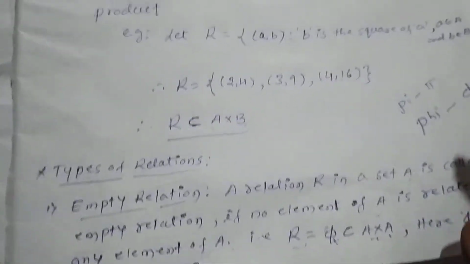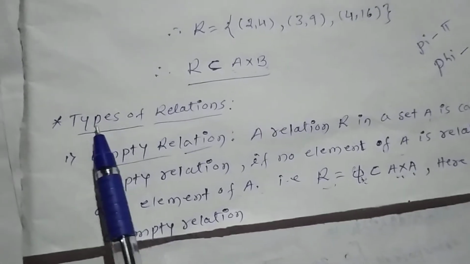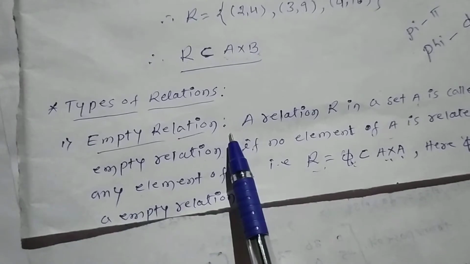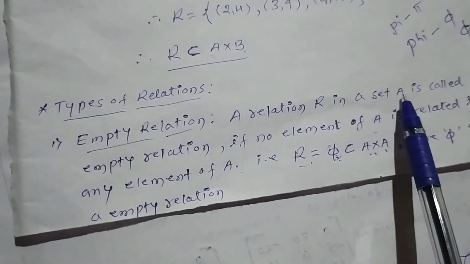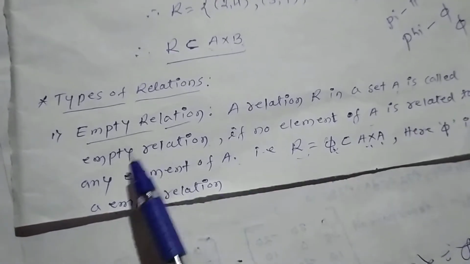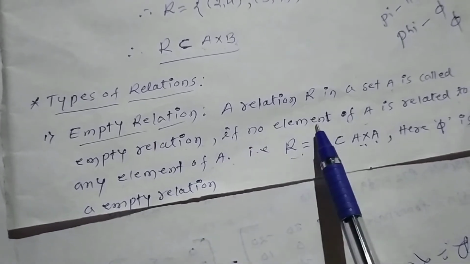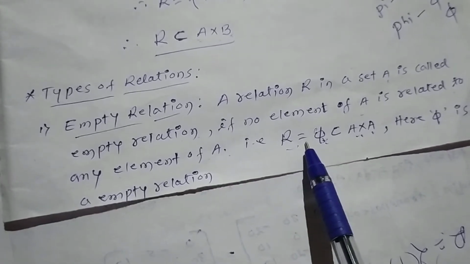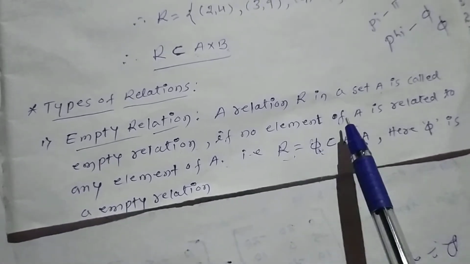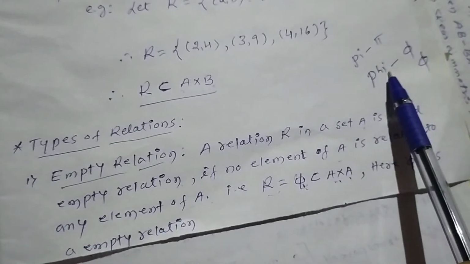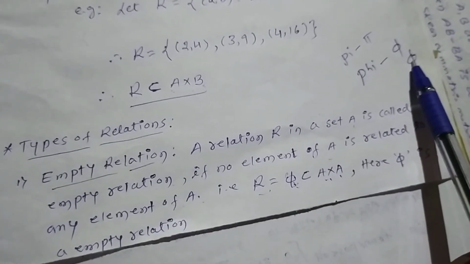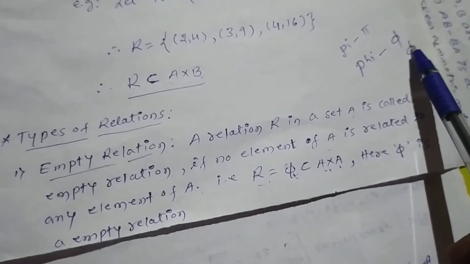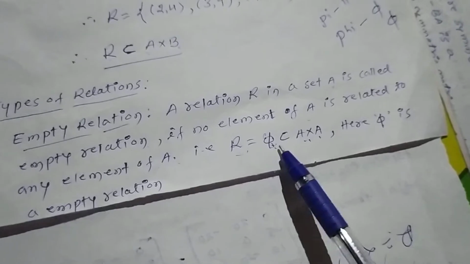Now, we are going to study the types of relations. First relation, empty relation. A relation R in a set A is called an empty relation if no element of A is related to any element of A, that is R equals phi. Phi is nothing but the Greek alphabet phi, not pi. It is represented by the symbol like this. This is pi, but this is phi. It is used to denote the empty set.